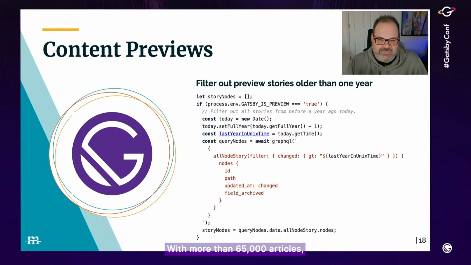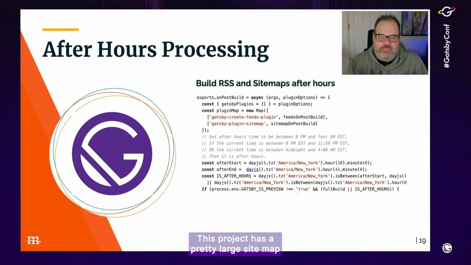With more than 65,000 articles, we have to think about any place that we can shave off significant build time. This project has a pretty large sitemap and many RSS feeds generated for taxonomy tags. We noticed that builds took a good bit longer processing this many RSS feeds and all of that sitemap data. To help speed up builds, our team recommended that we only process certain plugins between 8 p.m. Eastern Standard Time and 4 a.m. Eastern Standard Time. The only exception is that we do build everything during full builds.